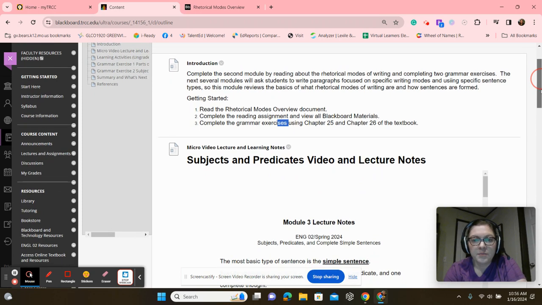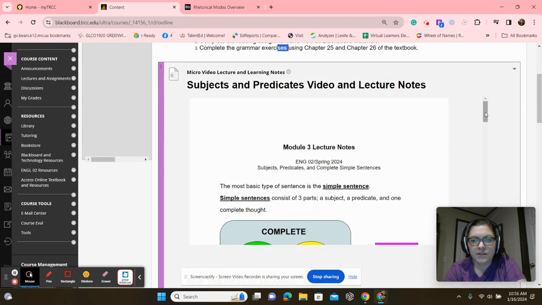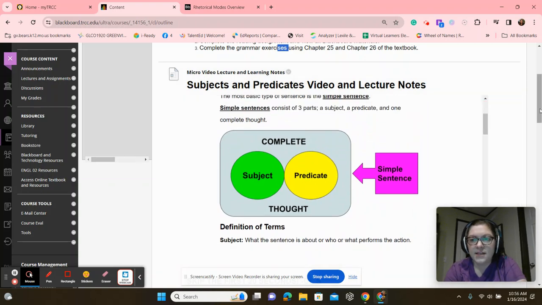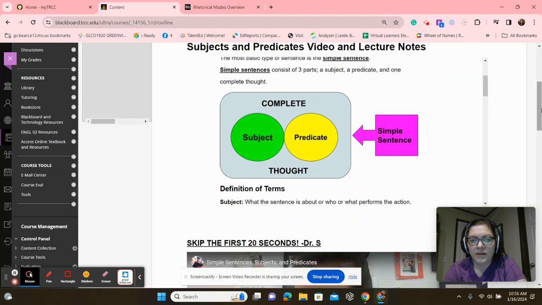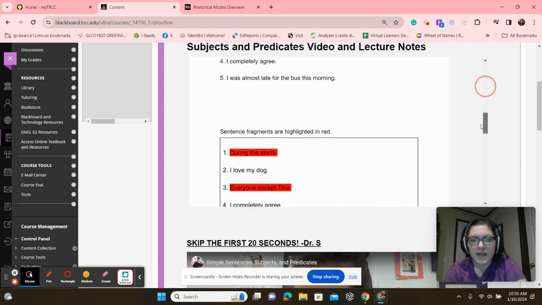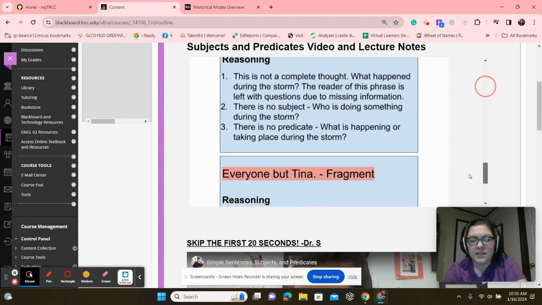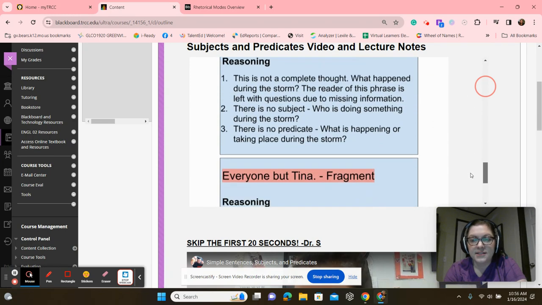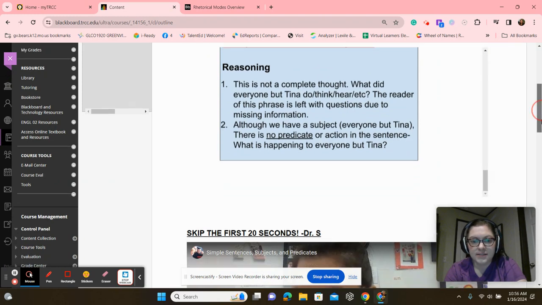As part of the Blackboard materials, you'll notice that I included some lecture notes here, talking about subjects and predicates and how both of them are required to create a complete sentence or complete thought. And I have some examples of sentences that might be missing a subject or a predicate, and those would be sentence fragments or incomplete sentences.